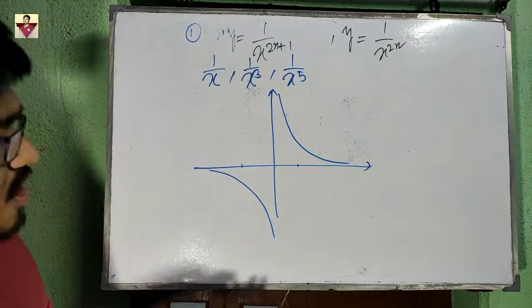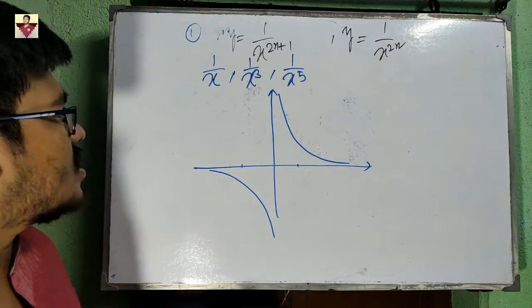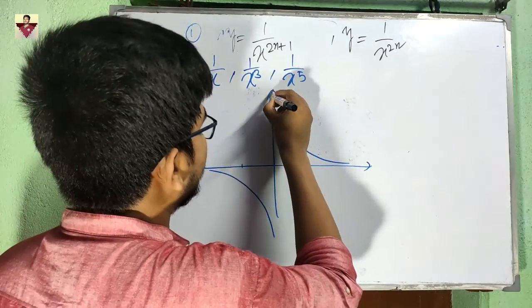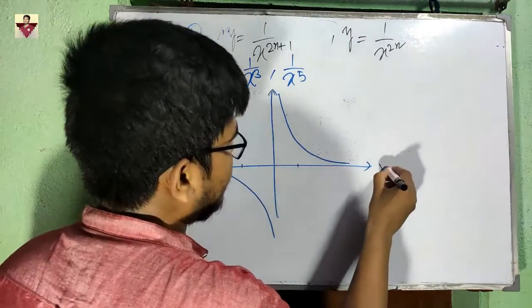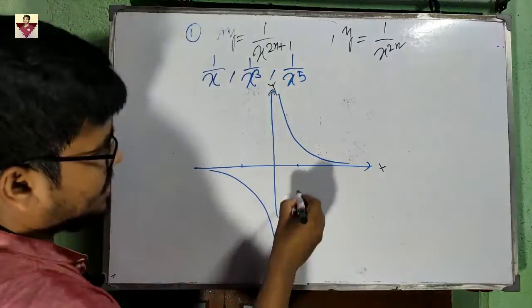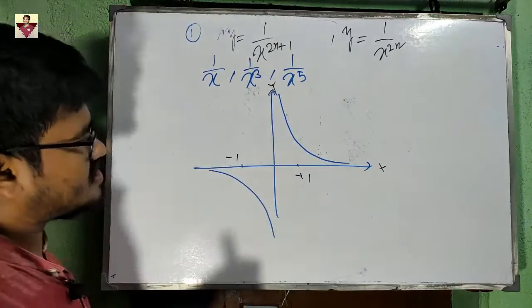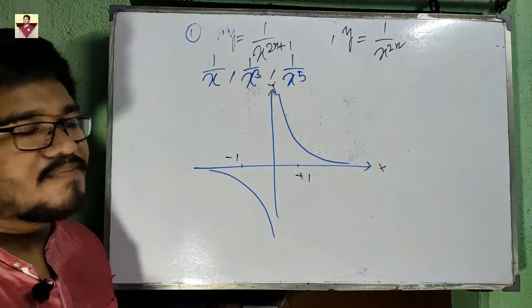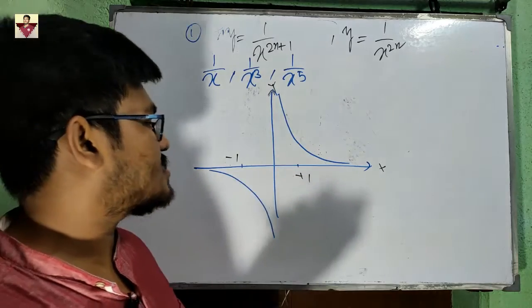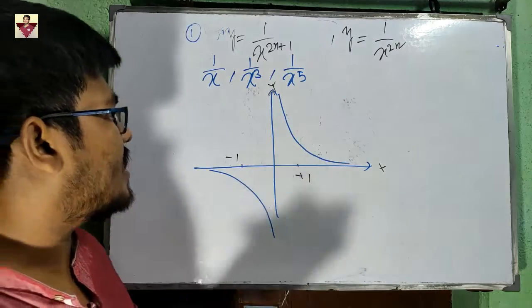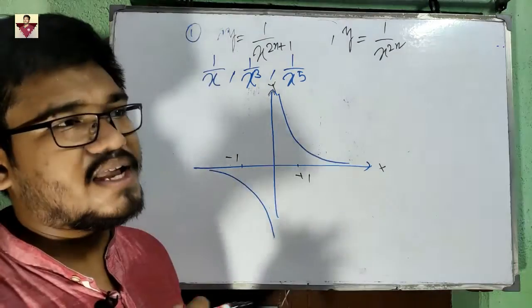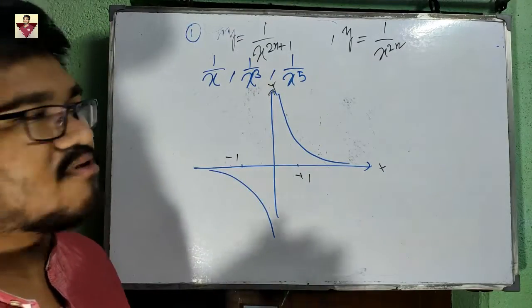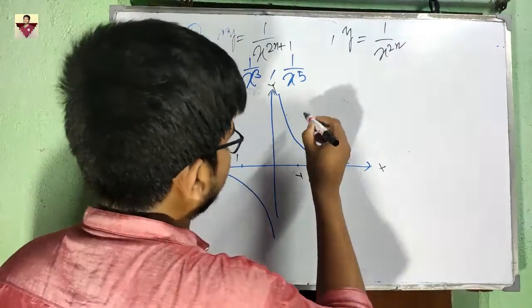Now if you want to plot the 1 by x cube function on the same graph, then again you need to be careful about the plus 1 and minus 1 region. So now, as in the previous case, for x less than minus 1 and x less than plus 1, x cube was varying slower, but as this is reciprocal, here x cube will be much faster.